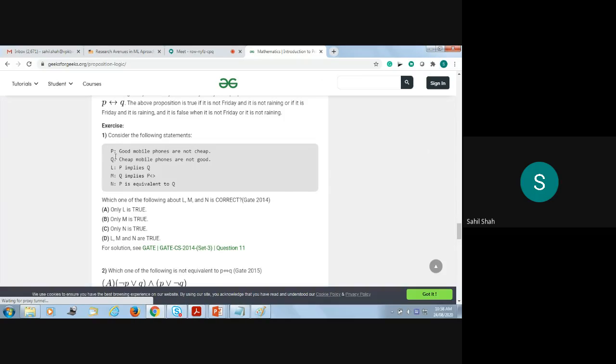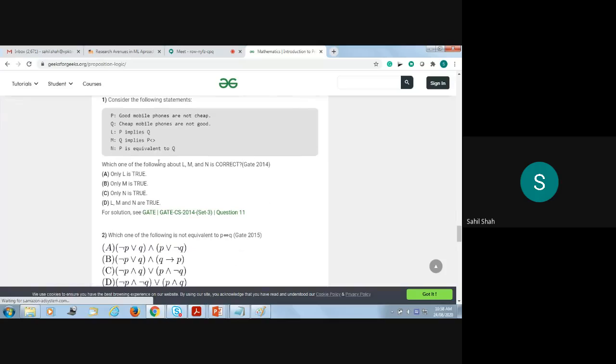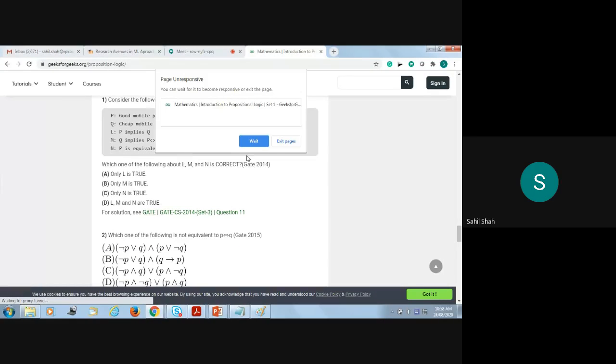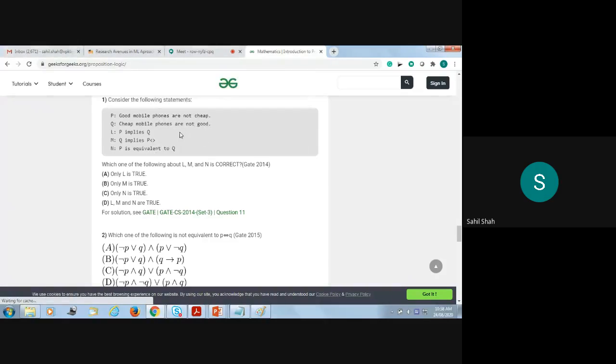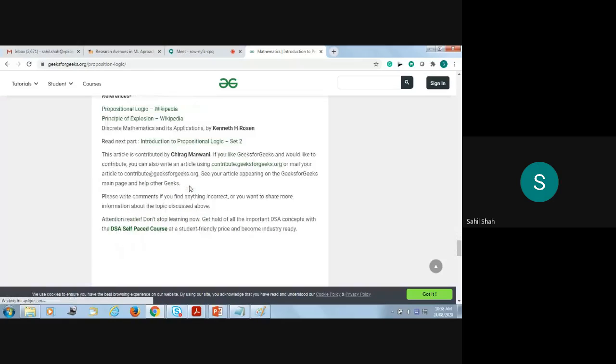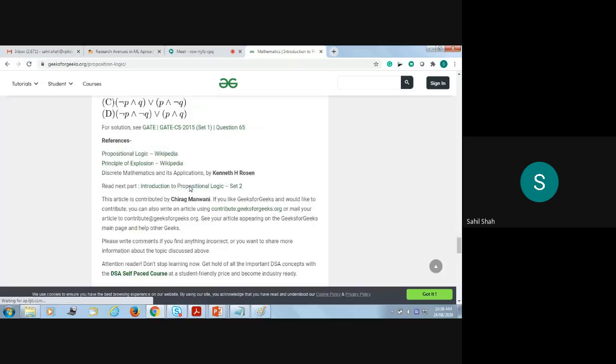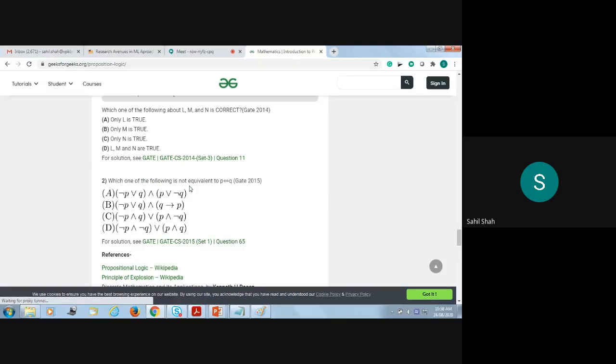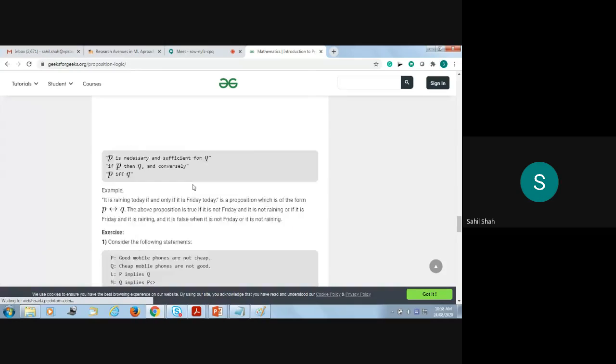Consider the following statements. Good mobile phones are not cheap. Cheap mobile phones are not good. So it is the same as whatever we were discussing recently. We were discussing with respect to restaurants, and this is with respect to mobile phones. So this website you can visit for exploring more on the examples related with these things. P is necessary and sufficient.